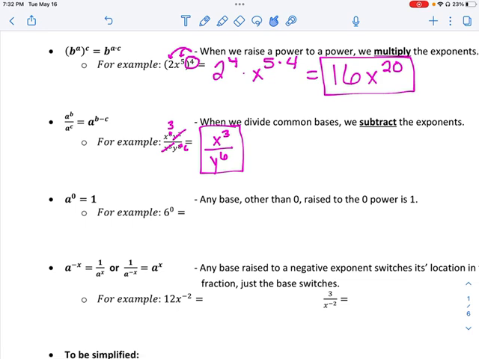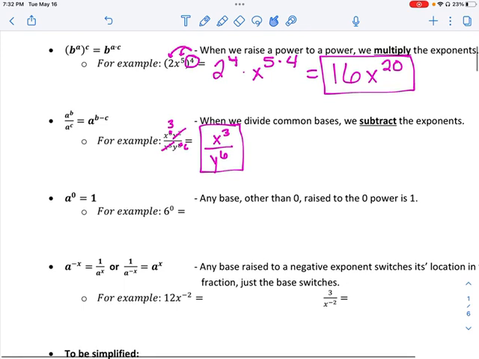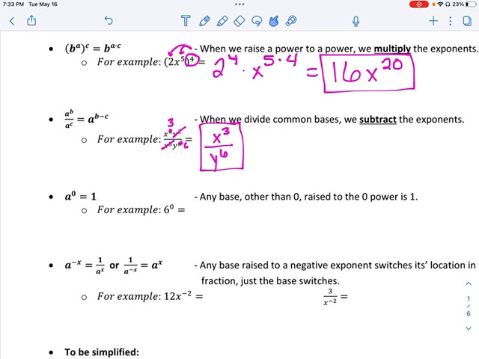Anything raised to the 0 power. So any base raised to the 0 power is 1. Okay, so remember, be careful here what the base is, but any base raised to the 0 power is 1. So if I look here at this problem, 6 to the 0, 6 is definitely the base of this expression. So what I do is I simply go 6 to the 0, and that would equal 1.